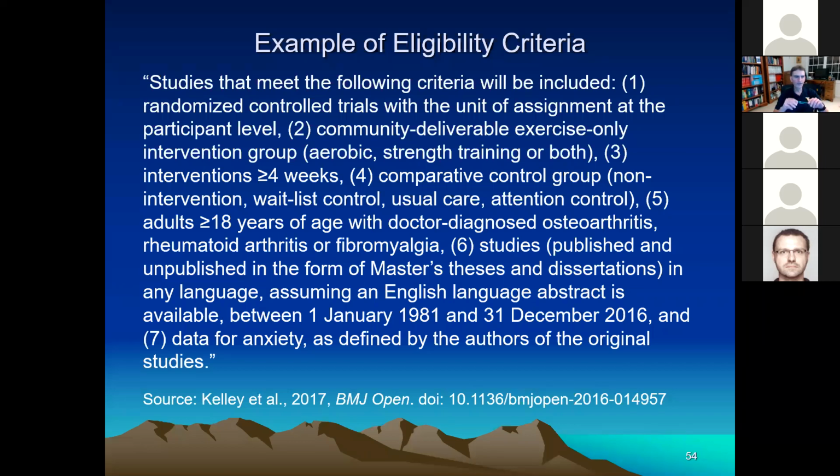And on Wednesday, I'm going to talk about how to assess things like risk of bias. I don't like the term study quality necessarily, but I'm going to talk about assessing what we call risk of bias.